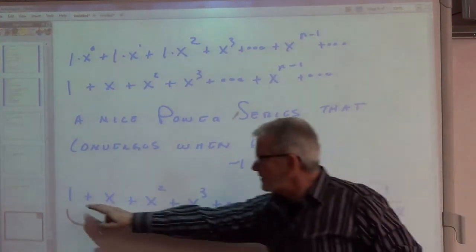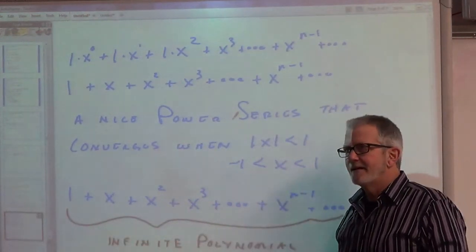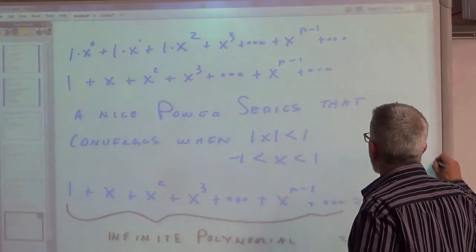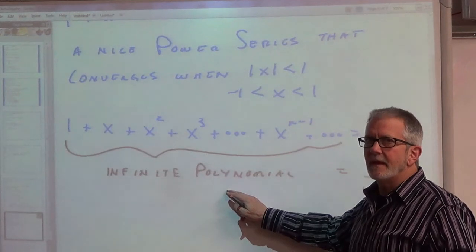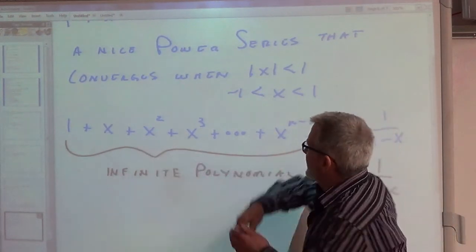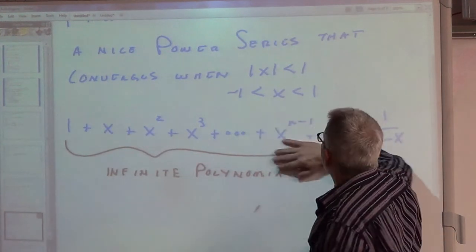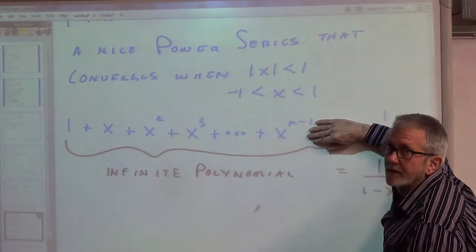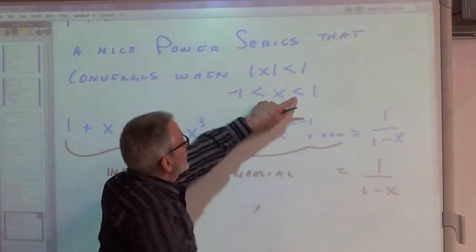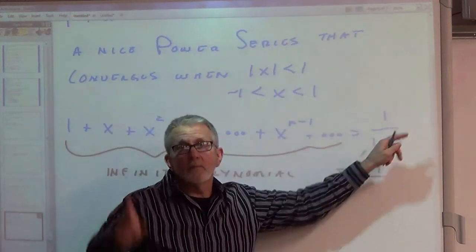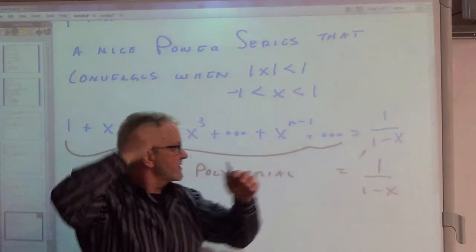And what is this guy right here? What's another word for this power series? What would be wrong with calling this an infinite polynomial? That's what it is. An infinite polynomial. This is a 4-term polynomial. 5-term polynomial. An n-term polynomial. That converges if x is between negative 1 and 1 to 1 over 1 minus x. You've got to be kidding me.